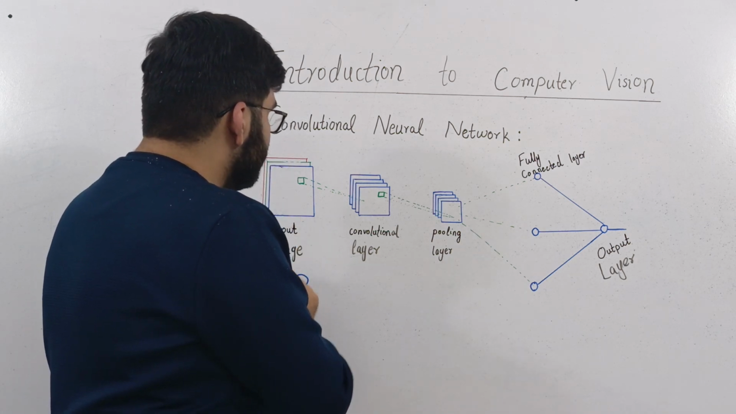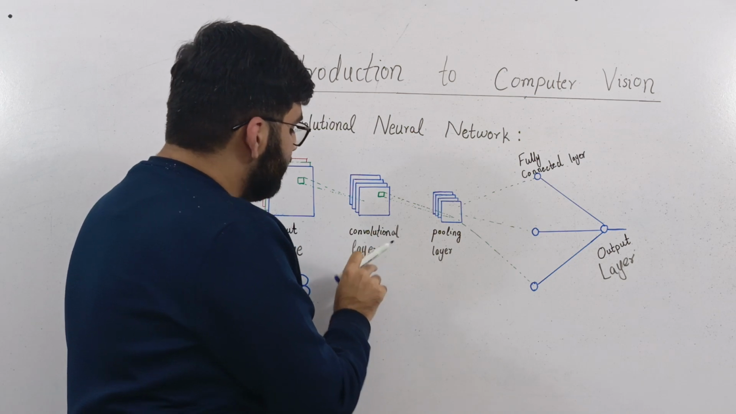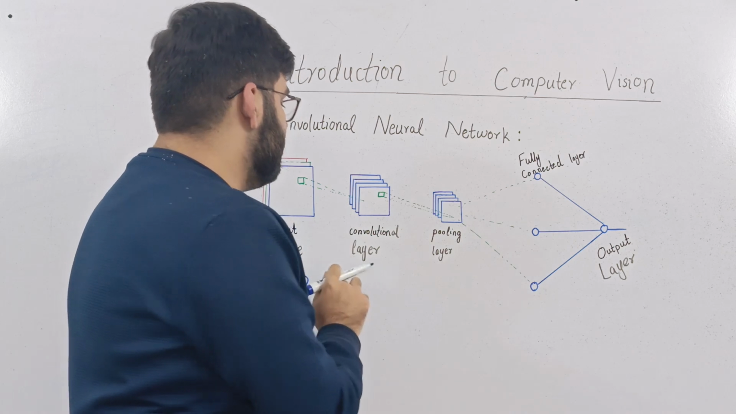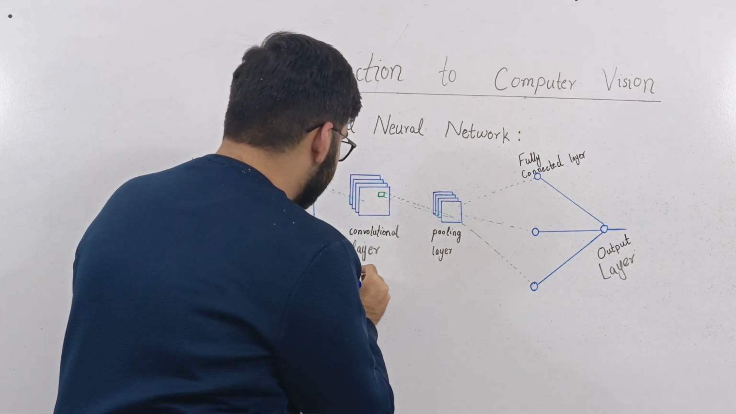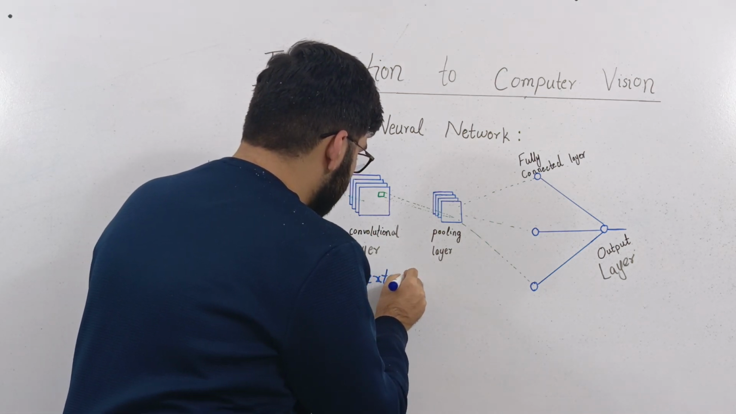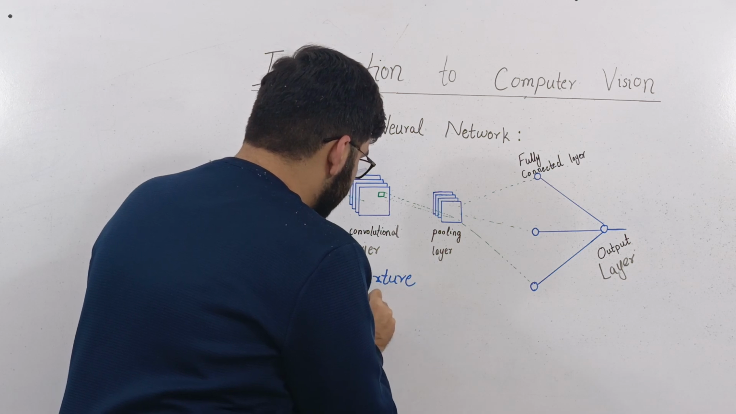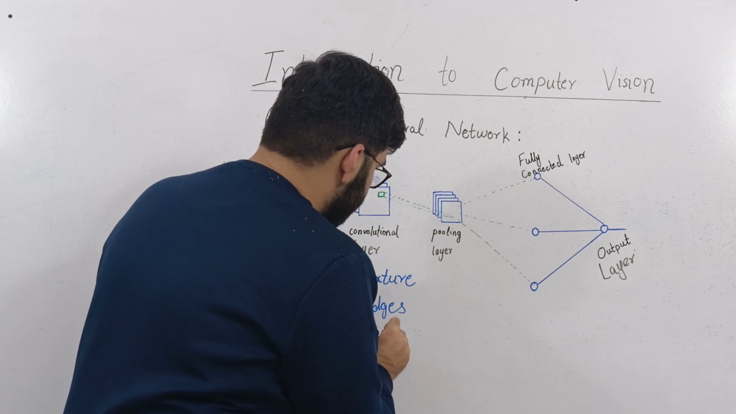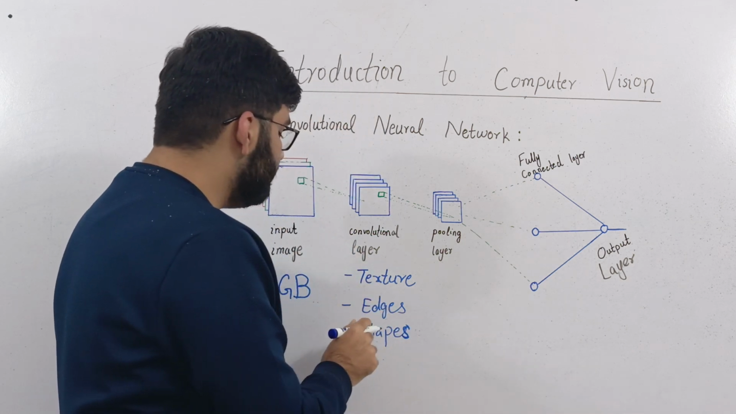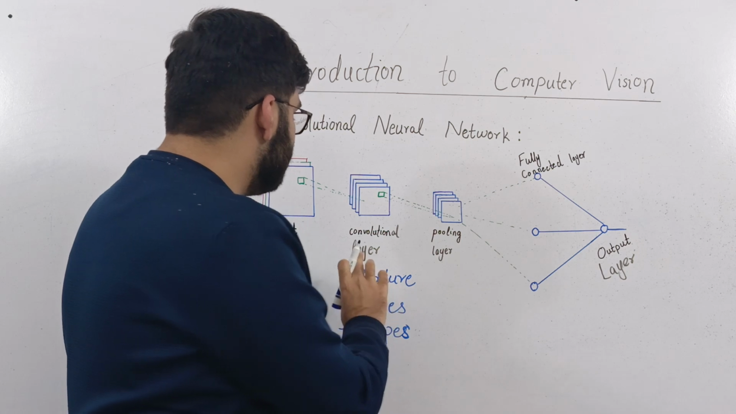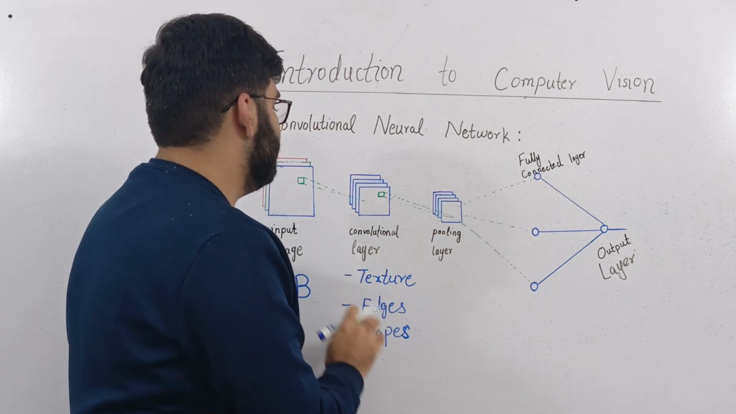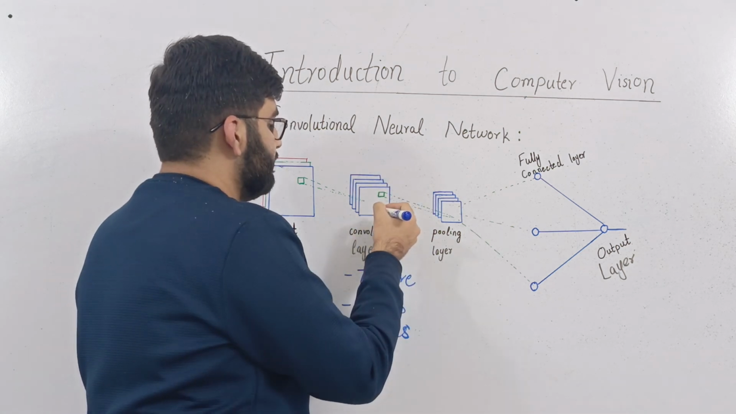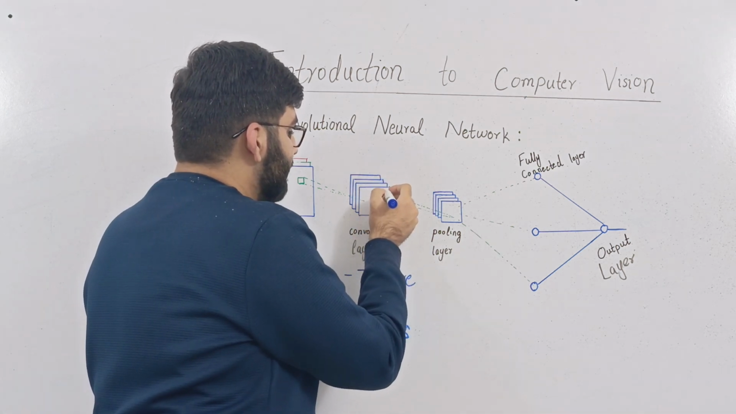These three channels move to the convolutional layer, which learns different features of the image, such as the texture of the image, the edges in the image, and the shapes in the image. Each of these aspects is learned by different feature maps. The feature maps are represented by the boxes. So there are four feature maps.